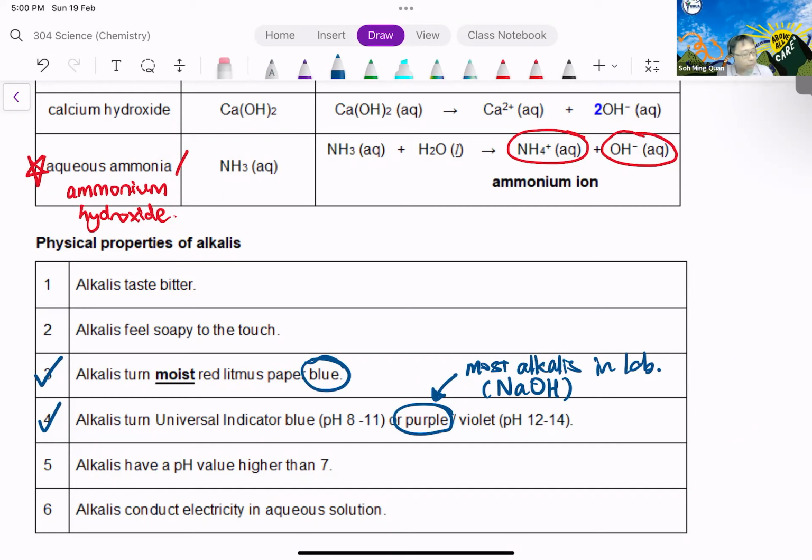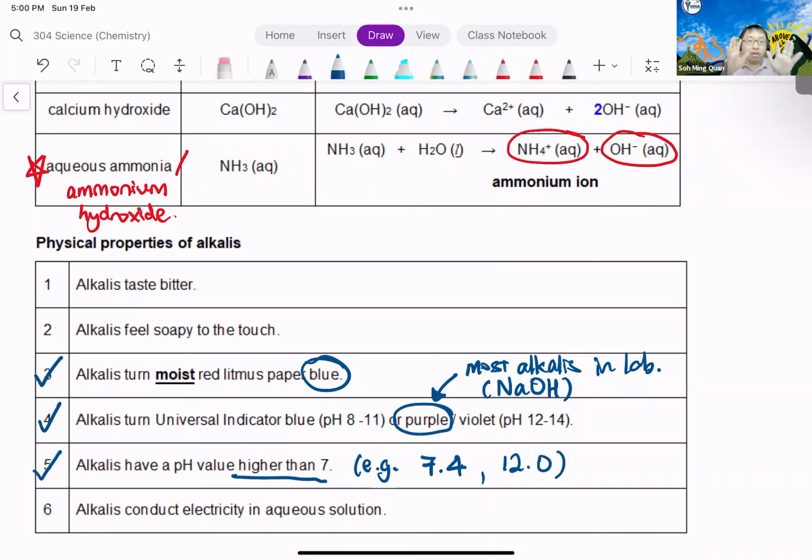Okay? Next, pH. Alkalis are higher than 7. Just now, lower than 7 is acid; alkali is higher than 7. Now, higher than 7 means what? If it's 7.4, it's also higher than 7, okay? So 7.4 is alkaline already. 7.4 is the pH of your blood, so your blood is alkaline. 12.0 is also bigger than 7, so it's alkaline, okay?